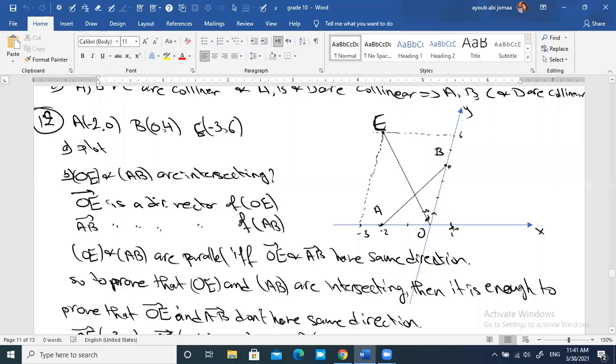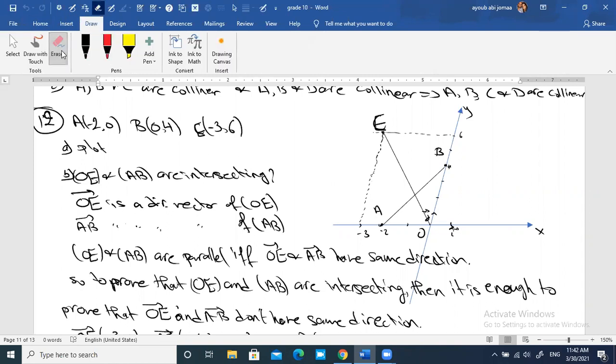In exercise 12, we have the points A(-2, 0), B(0, 4), and E with coordinates (-3, 6). First part, you have to plot the points. Plotting is already done.